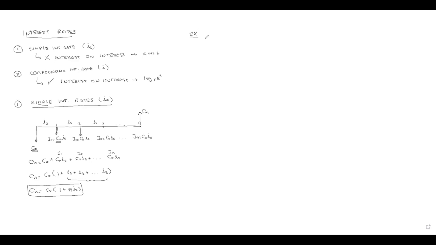Let's assume that I have $1,000. And let's assume that I have 6 periods. And I want you to tell me what is my cash flow at time 6 if my simple interest rate equals 1% per period. Okay, you tell me, you help me with the calculators.